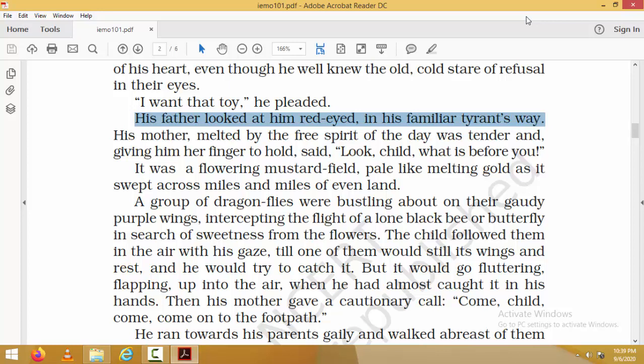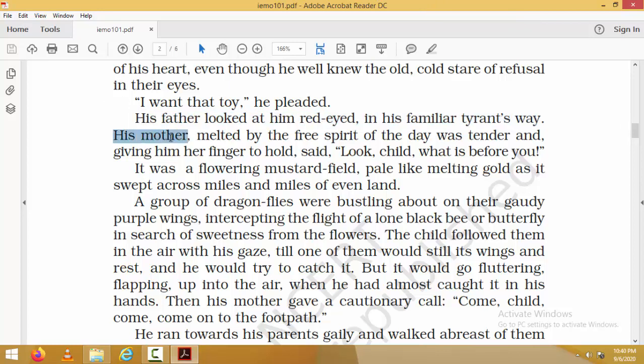After hearing that demand by his son, his father was so angry, red-eyed, in his familiar tyrant's way. This happens so often, so the tyrant look was so familiar, not new, not strange, but familiar. Always he gives that kind of look. What if something is demanded by his own son?